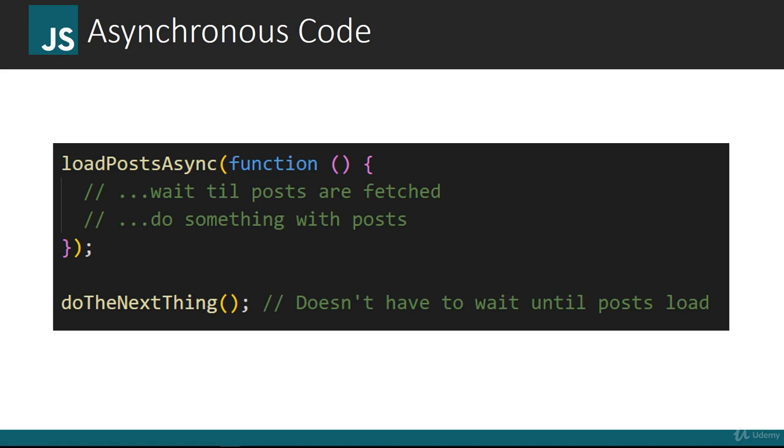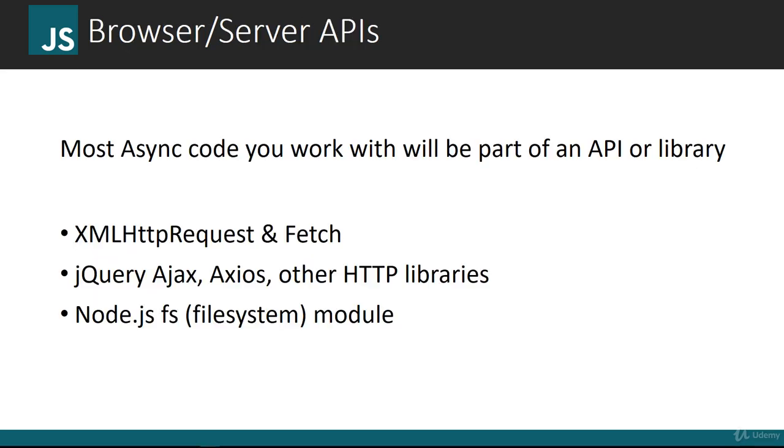Even if it takes a while for the post to be fetched, it's not going to stop the do the next thing function from running. In turn, this is much faster, and that's the beauty of asynchronous JavaScript and asynchronous programming in general. Now, most of the asynchronous code that you're going to work with is going to come from some API or library, such as Ajax and the XHR object, which we'll talk about in the next video, or jQuery Ajax, libraries like Axios, the Fetch API, the Node.js FS or file system module. These are all async technologies, so you just have to handle the response in a certain way.